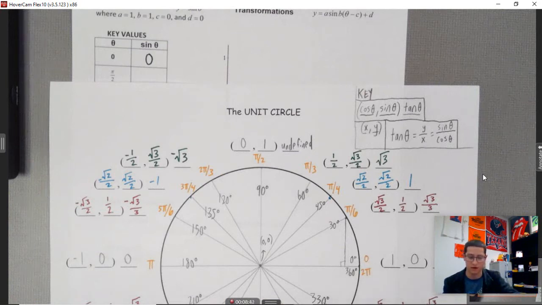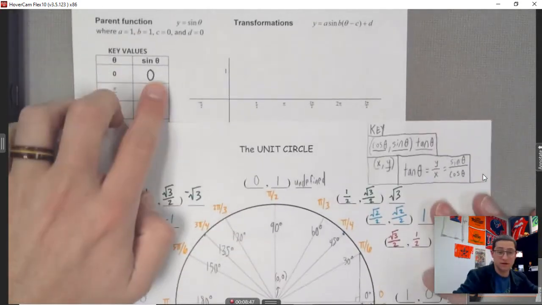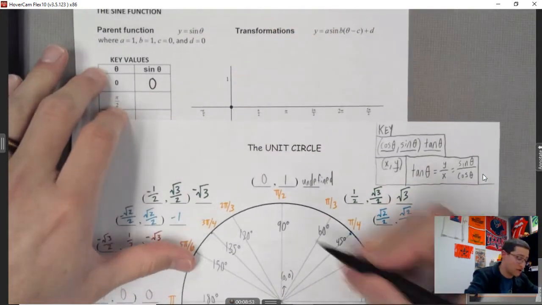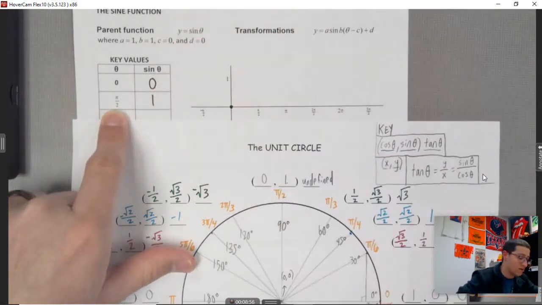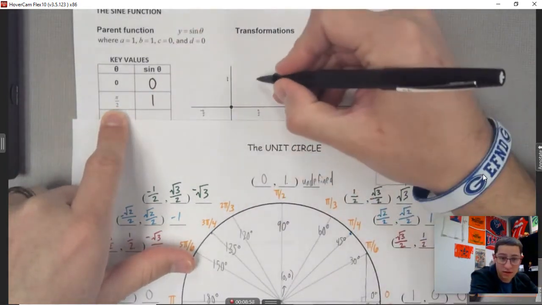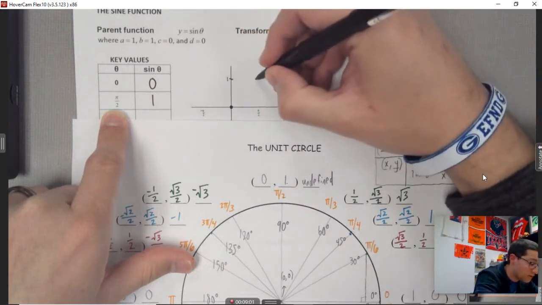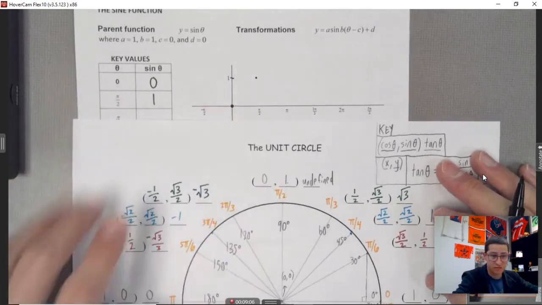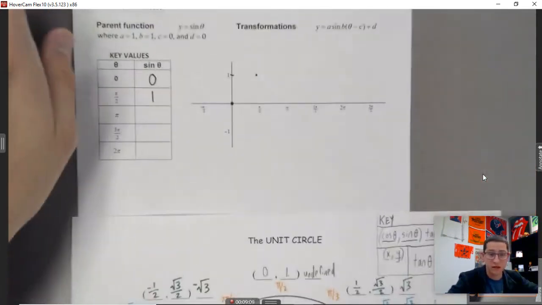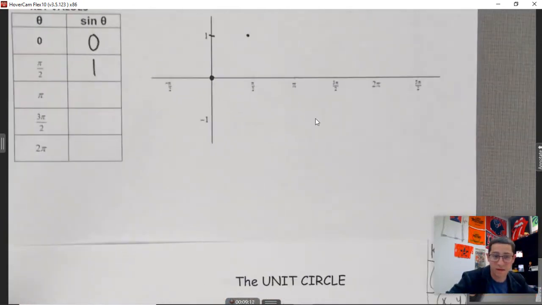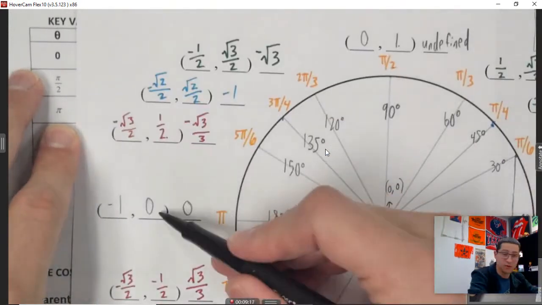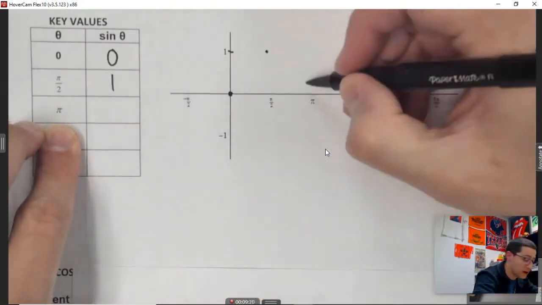Let me just double check with this. So 0, 0, that's going to be a point on my graph. At pi over 2, my y value is 1. It's a little bit hard to see there, but we do have a point at pi over 2. Maybe let's zoom in a little bit so we can get a better view. Then we've got pi, and at pi, my y value is back to 0. So we've got a point here.